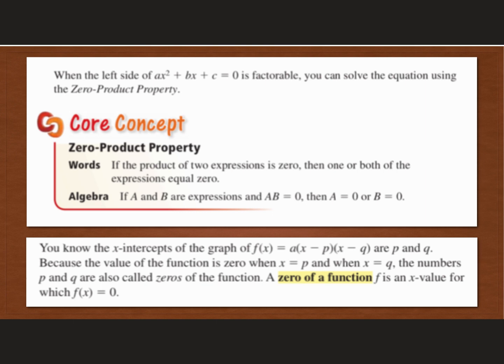Right. Next, we're going to solve our quadratic equations by factoring. So when the left side is factorable, you can solve the equations using the zero product property, which just says that once we get it to be factored, we just set each piece equal to 0 to find our solutions.